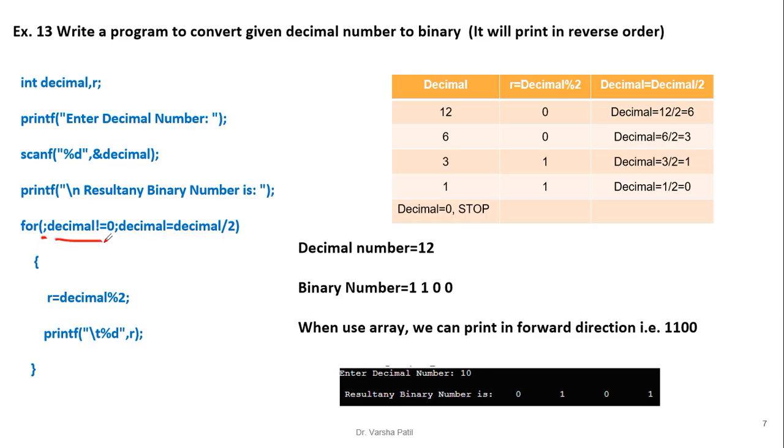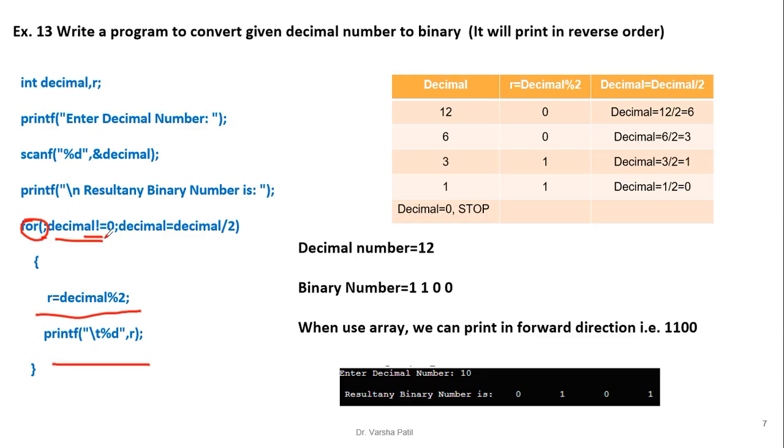The condition is while decimal is not equal to 0. If decimal is not equal to 0, we will continue. And how do we reduce the decimal? Decimal is equal to decimal by 2. And here we are calculating the remainder and printing it. As we have taken the decimal, there is no need of initialization, so it is skipped and represented by only a semicolon. The part before the semicolon is empty, that is, there is no need of initialization.